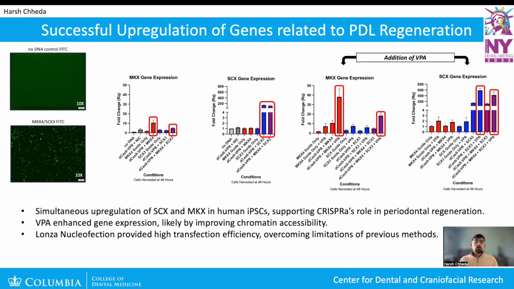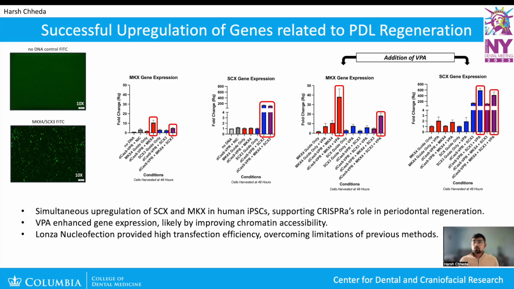Now, as you can see from our results, some of the key findings that we had was that Mohawk on its own showed a 10-fold increase, whereas with valproic acid it showed over a 38-fold increase. And then Mohawk in the multiplex format, which is Mohawk and Scleraxis put together, increased from 4-fold to over 18-fold with the addition of VPA.